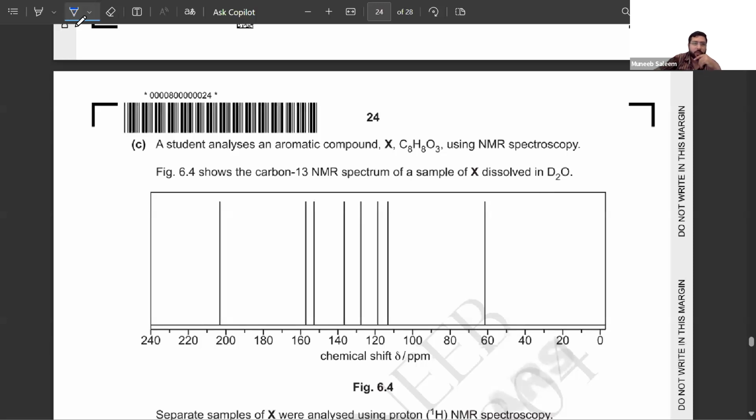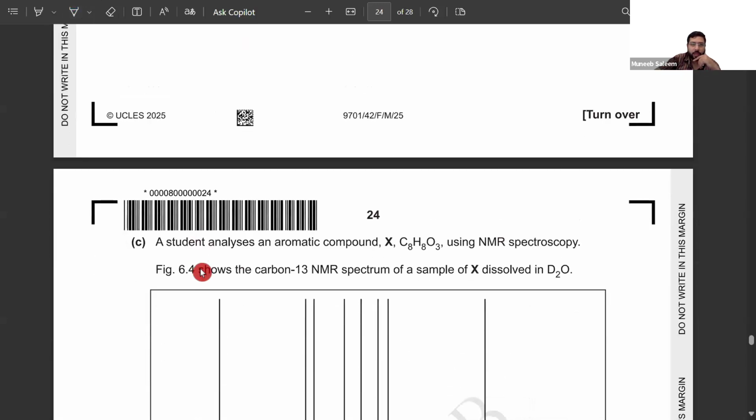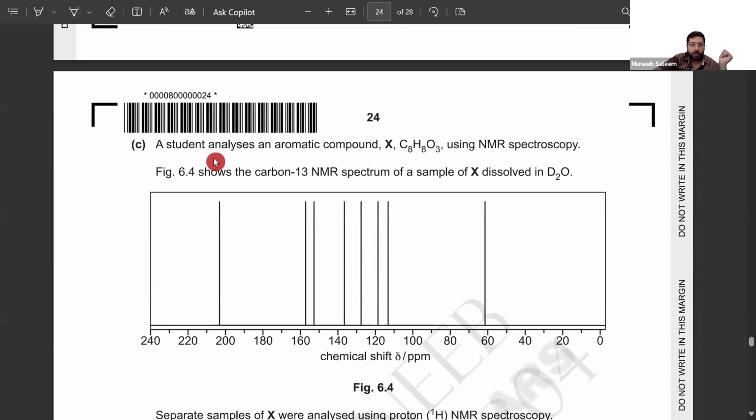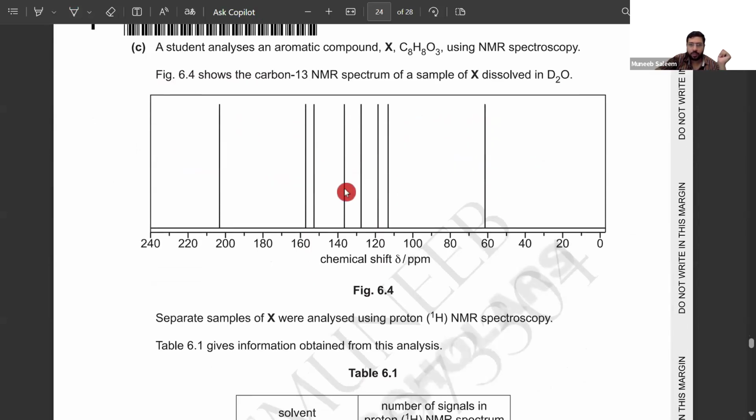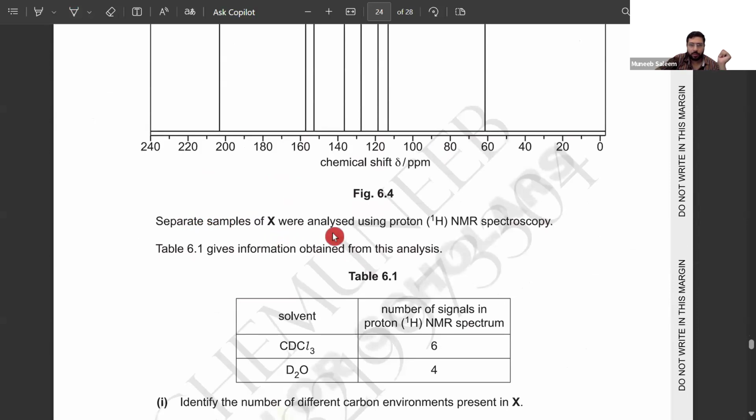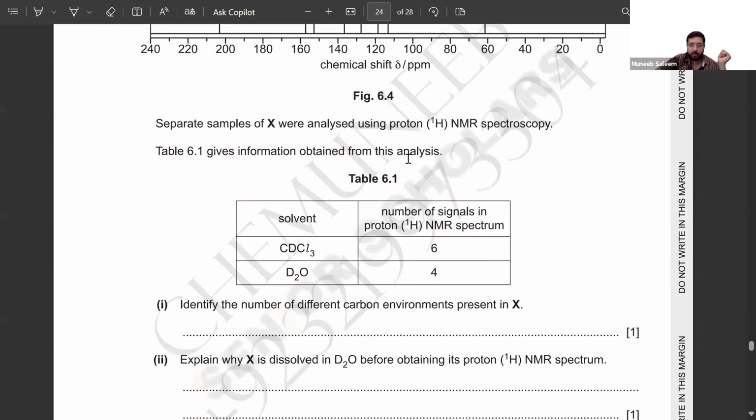Now the next question, number C, that's apart from the analytical chemistry. A student analyzes an aromatic compound X. This is the formula C8H8O3, using NMR spectroscopy. The figure shows the carbon-13 NMR spectrum of compound sample X dissolved in D2O. This is the spectrum of NMR. Separate samples of X were analyzed using proton NMR spectroscopy, which gives information from the analysis. This is the table. Identify the number of different carbon environments present in X.